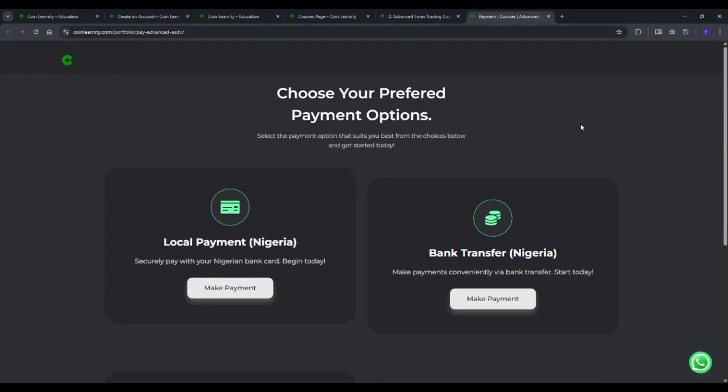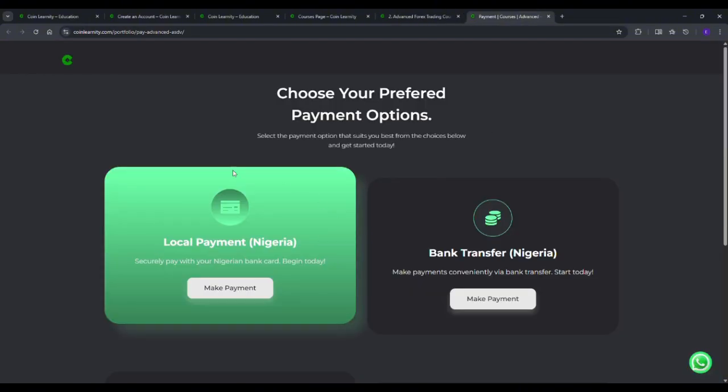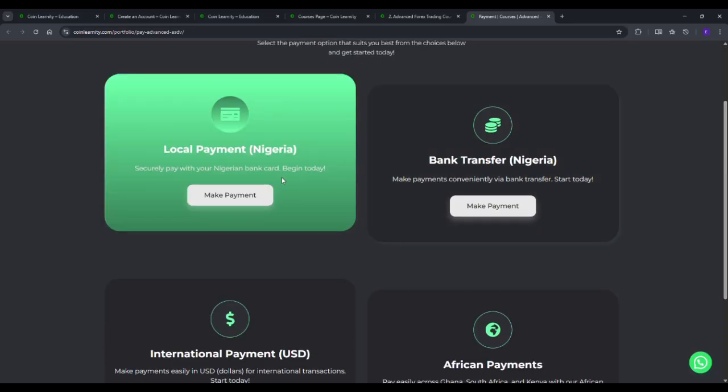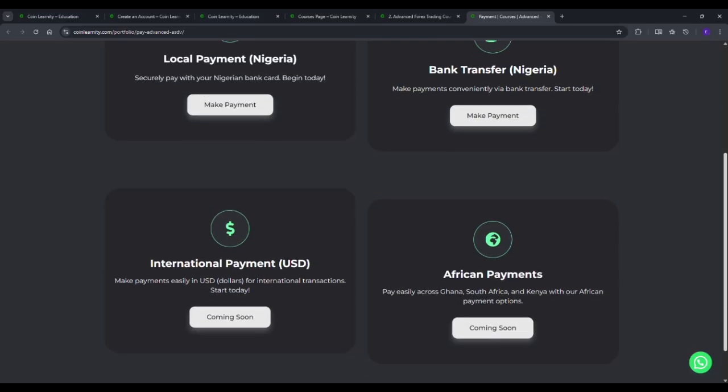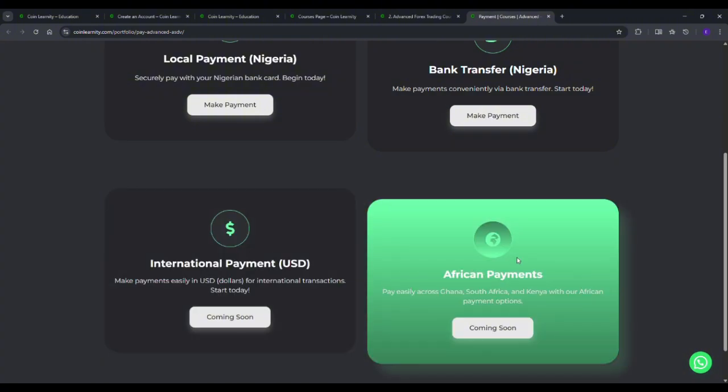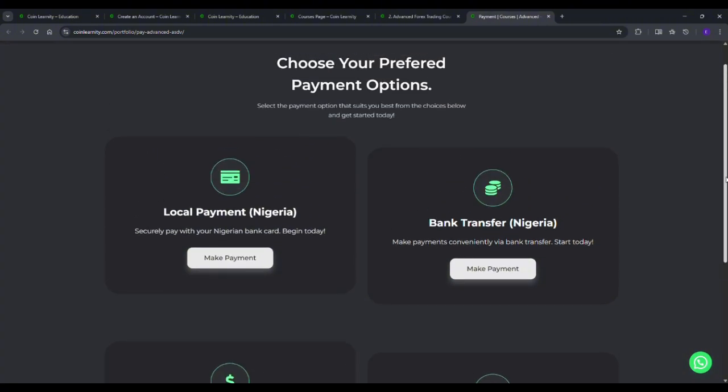Now, after clicking on the take the course button in the previous page, that should bring you to this page where you need to select your preferred payment method. As you can see, we have different payment methods. We have the local payment method, the bank transfer payment method, the international payment method, and the African payment method. So you can use any of these methods to purchase this course on the personal learning area.